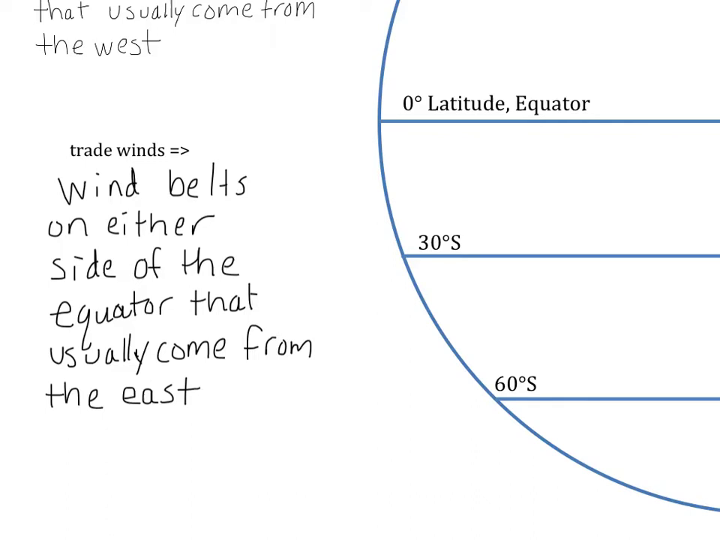And then we have the trade winds. These are the wind belts on either side of the equator. So down here and up here, between 0 and 30 north and 0 and 30 south. And these wind belts typically come from the east.